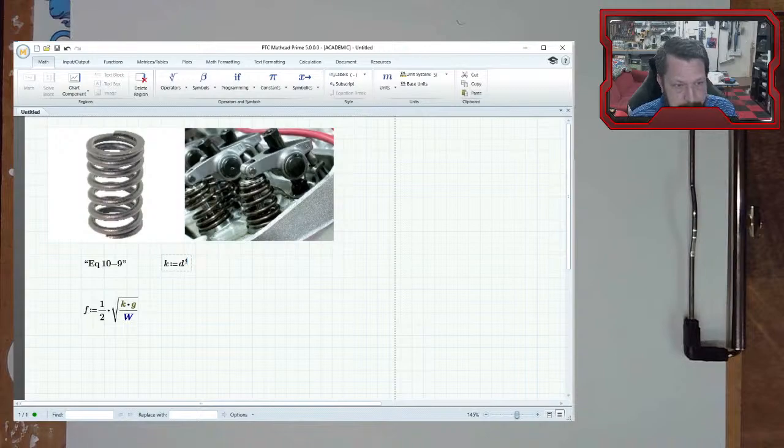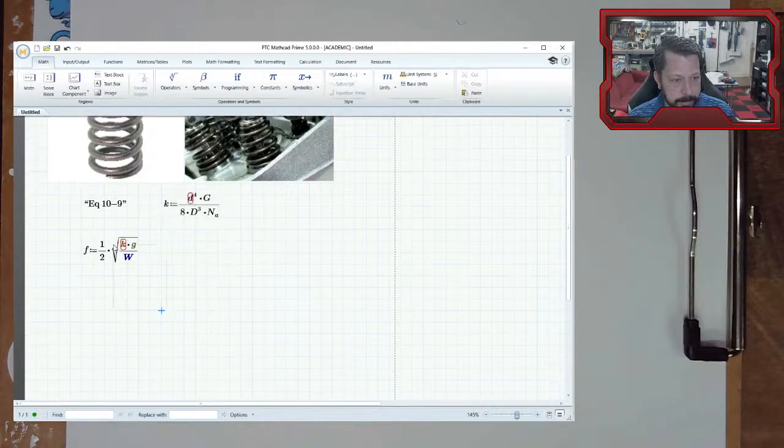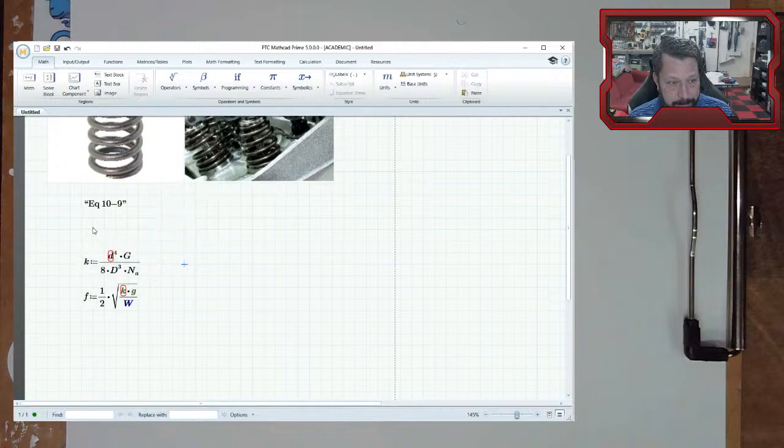D to the fourth. Now this is going to introduce a whole set of other variables that we've got to go find. So the lowercase d is wire diameter, so we'll have to find the wire diameter for the spring. G is modulus of rigidity. 8, mean coil diameter, we'll have to go find that. Or these will be things we could measure if we had the valve spring in front of us. We could just measure them. And then times the number of active coils. All right, so those are mostly parameters that we can either define or measure.